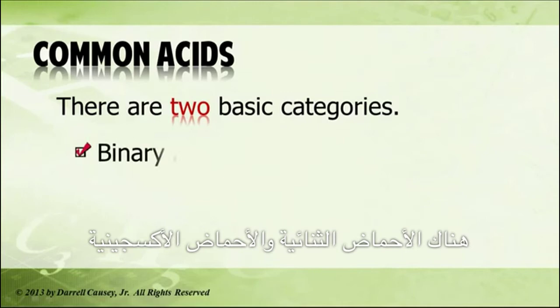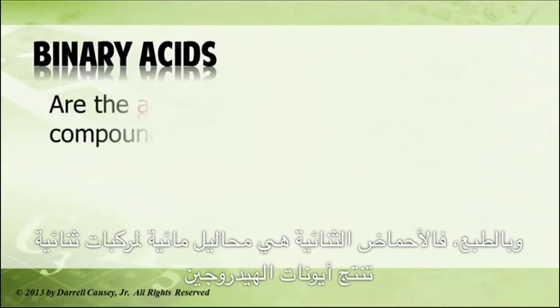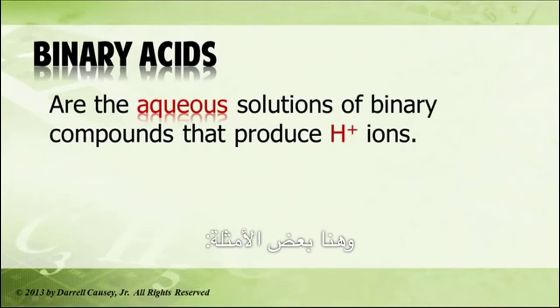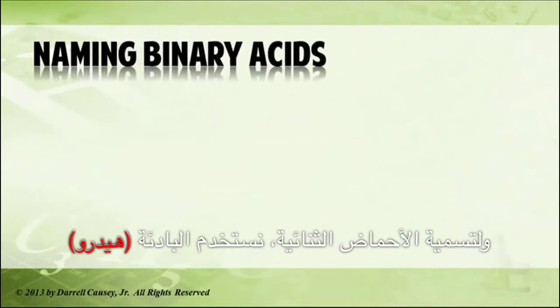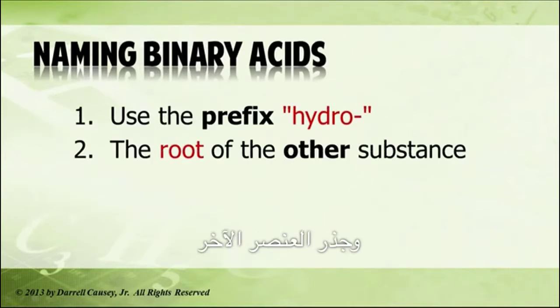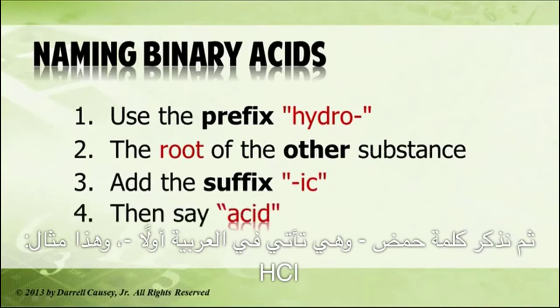There are 2 types of common acids: binary acids and oxyacids. So there are 2 basics. Binary acids are aqueous solutions of binary compounds that produce hydrogen ions. And here are some examples. Naming binary acids goes as such. First, you use the prefix hydro, then the root of the other substance, add the suffix IC, and then say acid.